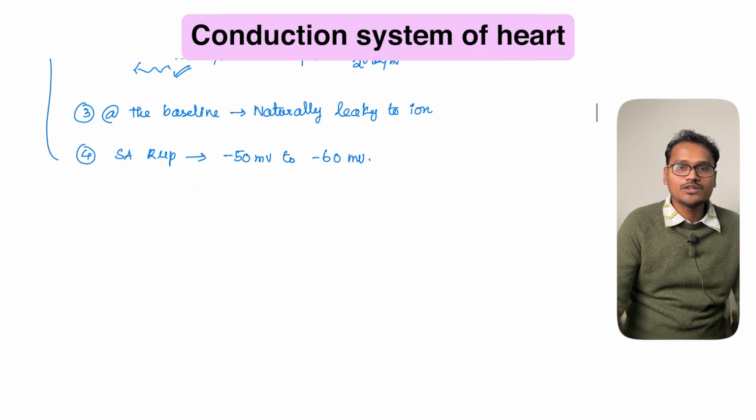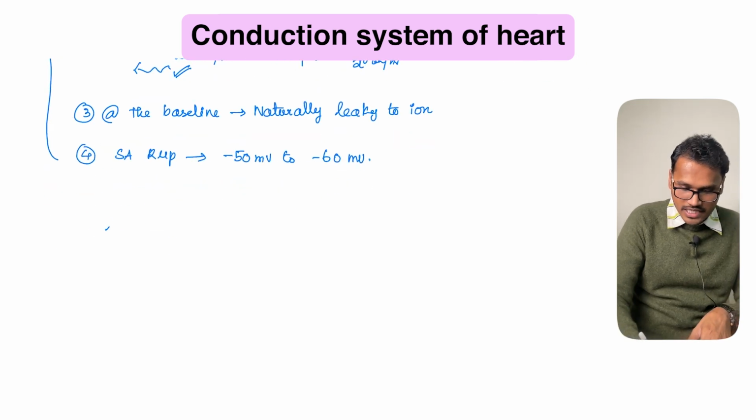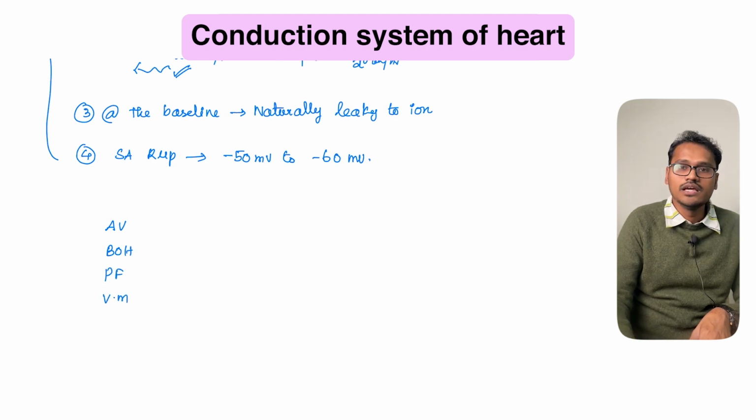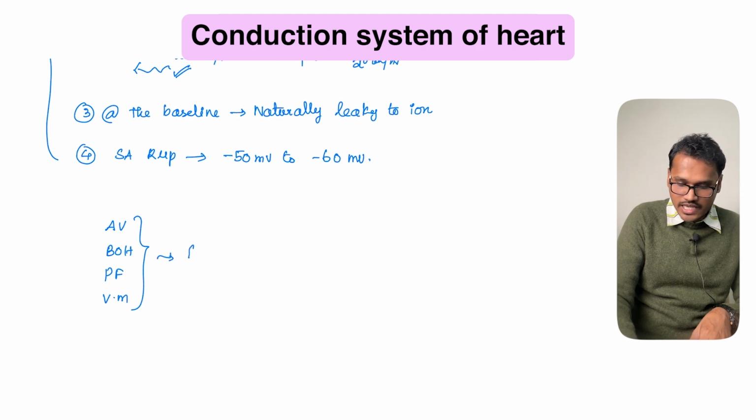Then what is the name given to the rest of the pacemakers? Maybe the AV node, the bundle of His, the Purkinje fibers, and even the ventricular muscle. All of them can produce impulses, and they are called ectopic pacemakers.